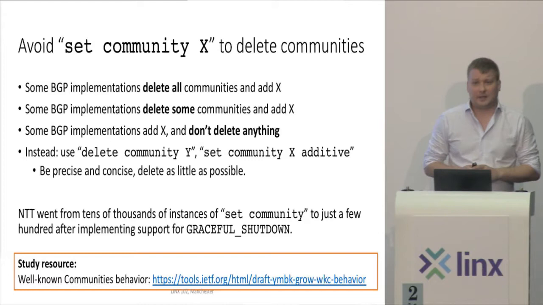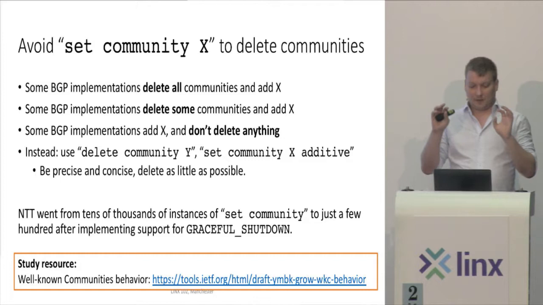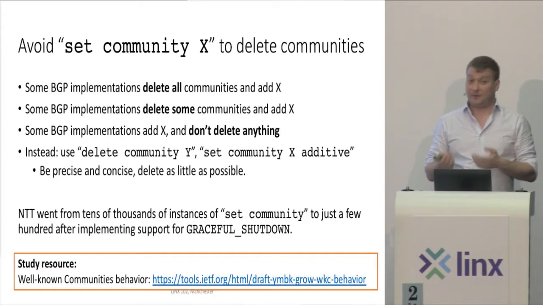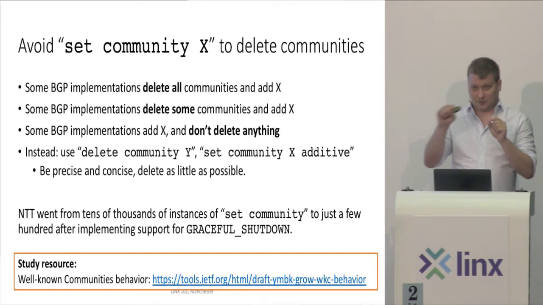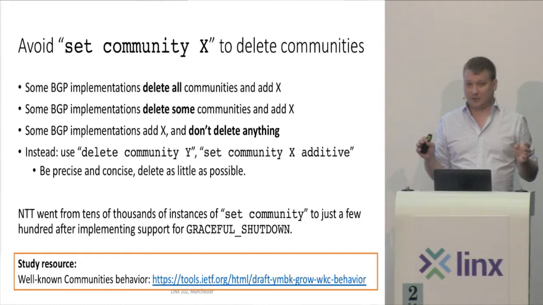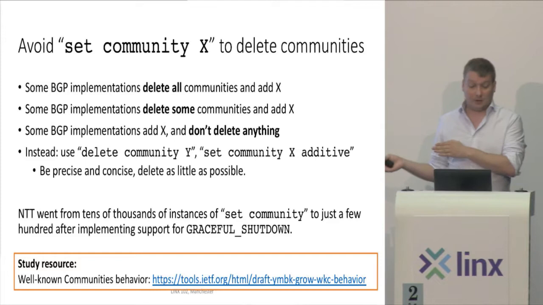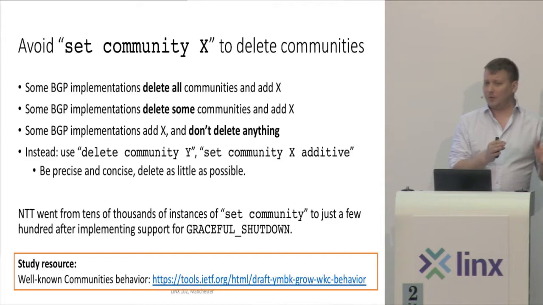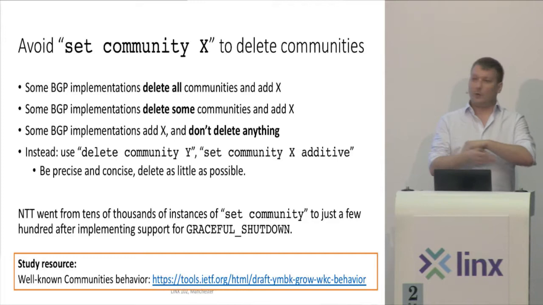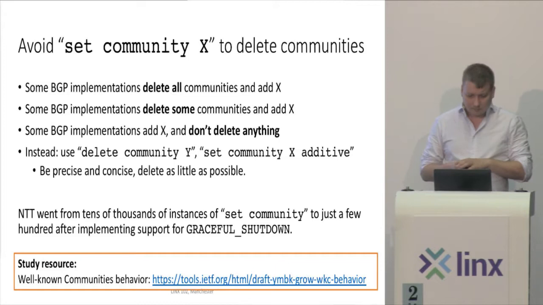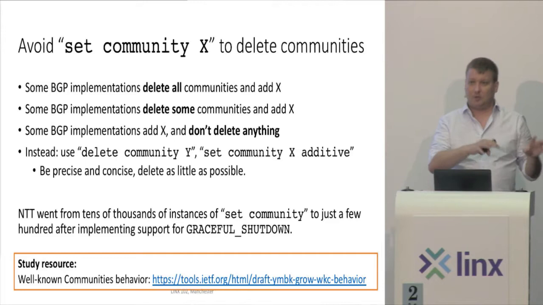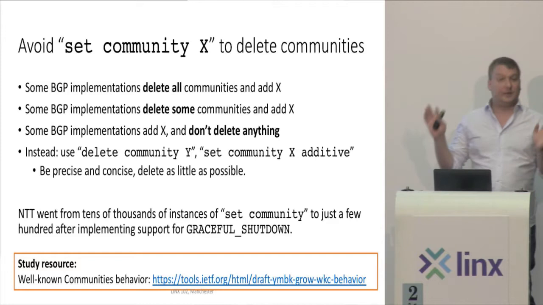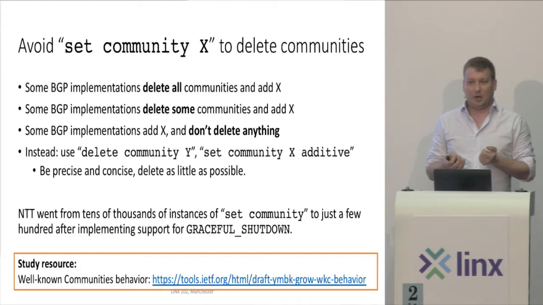Another hint I'd like to give you is to avoid the paradigm of set community X. We've discovered that different vendors have different behavior. On some implementations, when you do set community X, it will delete all the communities associated with the route announcement and then attach the community you wanted to set. On other implementations, it will delete some of the BGP communities, not all of them, and then add X. Other implementations will not delete any communities, but just add the community you requested. And given the wild variance we've seen across Cisco, Juniper, OpenBGPD, others, I have given up on set community X. As a configuration syntax, it simply often does not do what you expect it to do.